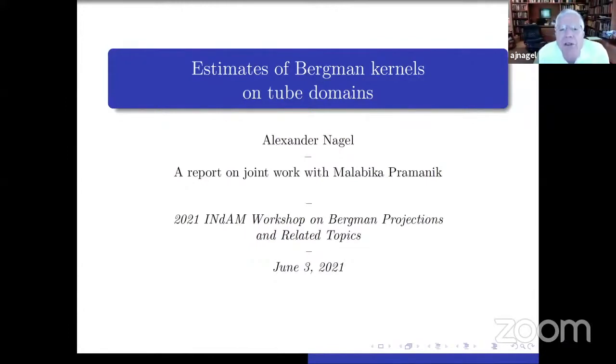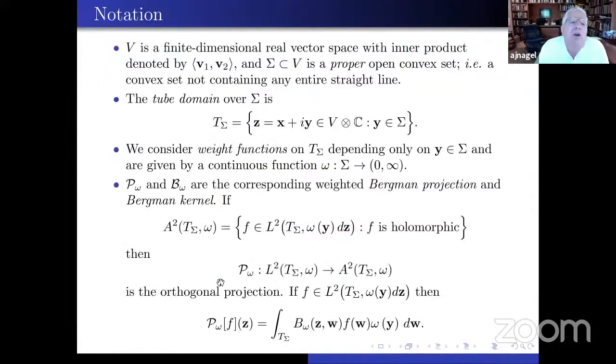Let me begin with some notation. I'm going to be talking about tube domains, and the setup is that I'm going to have a finite dimensional vector space V. I don't want to think of this immediately as R^n because I don't want to necessarily choose a basis. So I'm just going to have a finite dimensional vector space with an inner product. We'll choose bases later on depending on the situation.